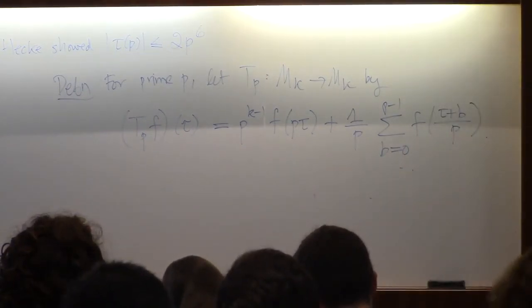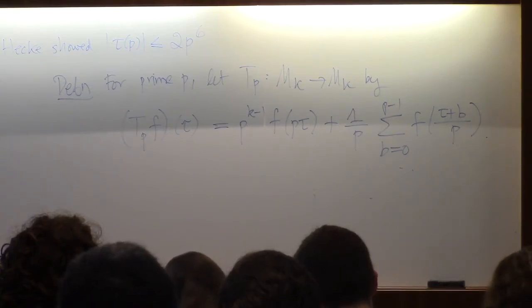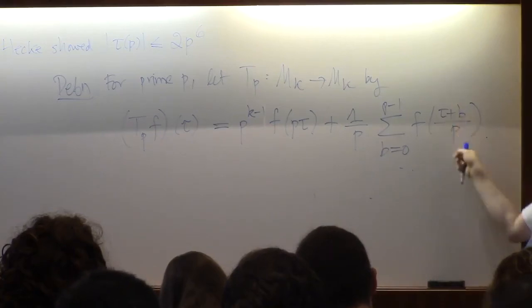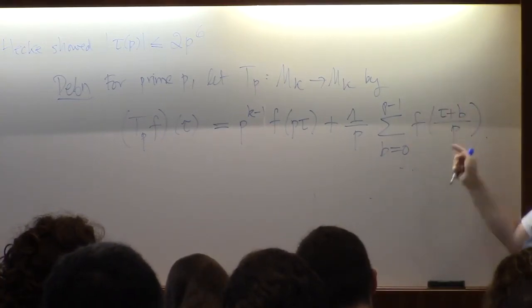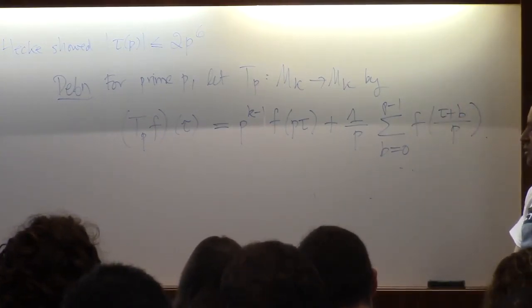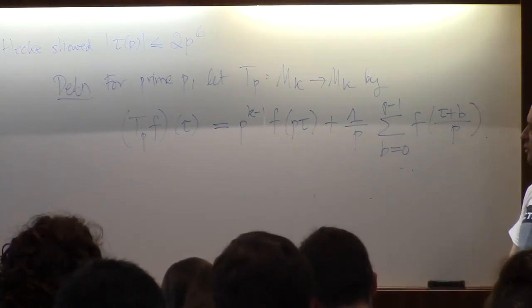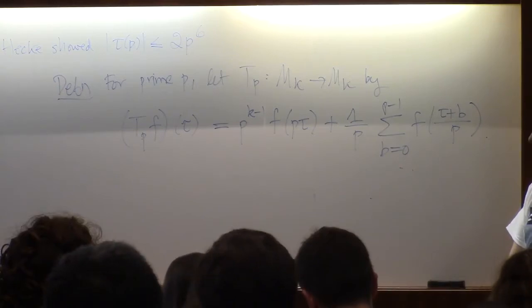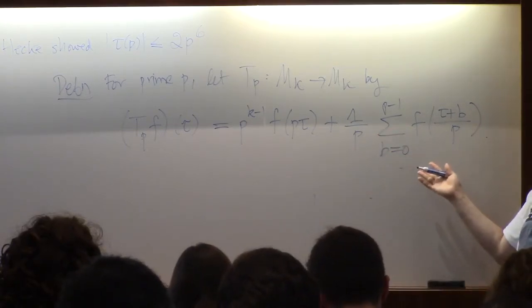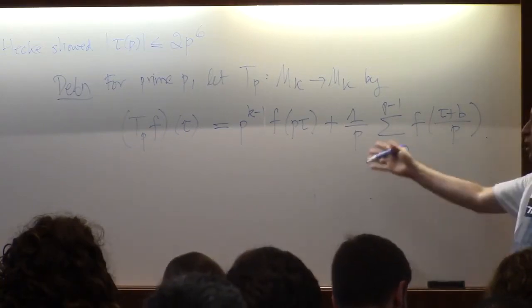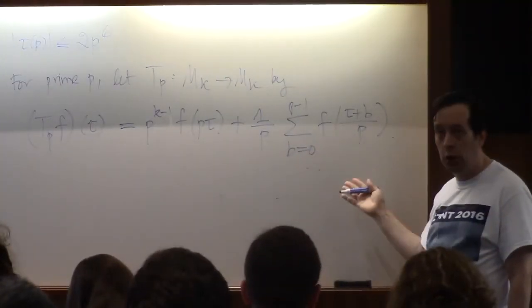And T_p f is this linear combination of functions: f of p tau, f of tau over p, f of tau plus 1 over p, tau plus 2 over p, and so on, up to tau plus p minus 1 over p. So it's this linear combination of functions coming from your original modular form f. This is clear. This is a little finite sum. This is obviously holomorphic on the upper half plane. It's not obvious this is a modular form, but it's obviously holomorphic.